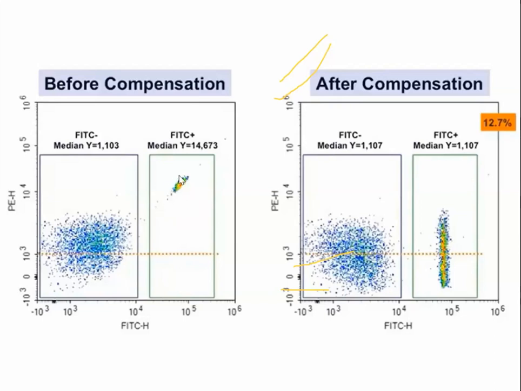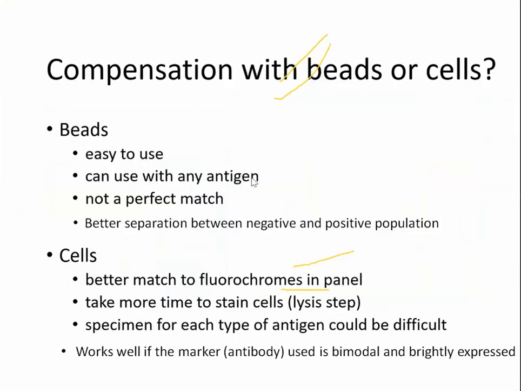So once I run this and if I find something like a spillover into the PE channel, I'll automatically compensate with the machine software. What the machine does is it will pull down the population here, and finally it will come like this. And you need to check the median of these two populations. I'll tell you how to check whether the compensation has been done correctly. These are statistics. I'll show you how it's done.